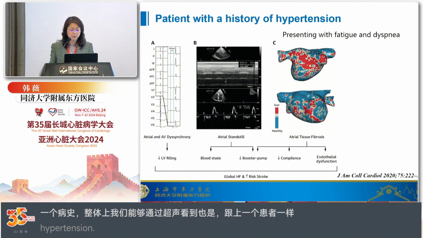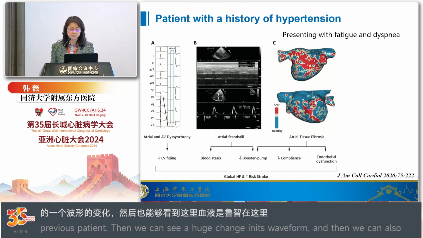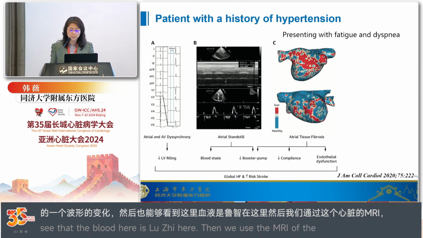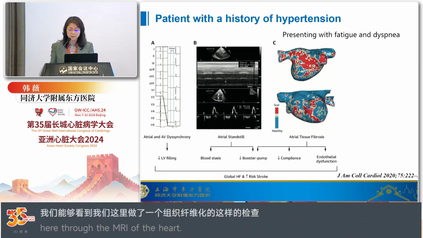Because the atrium doesn't work, there is blood stasis and a decrease in the booster pump function. From the cardiac MRI, we can see extensive atrial tissue fibrosis, and atrial fibrosis will decrease the compliance of the heart and increase endothelial dysfunction.